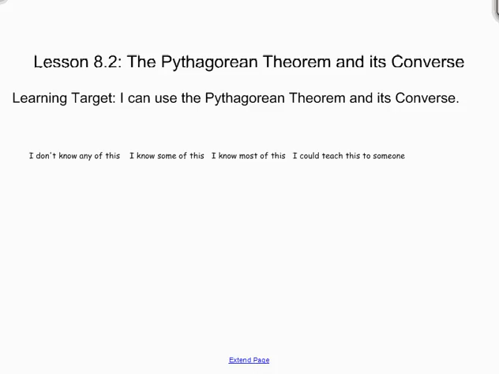Today we're going to learn about the Pythagorean theorem and its converse. Now this is something you're going to be using for the rest of the year in geometry, and you're going to be using it in any later math class. So very, very important chapter in geometry.